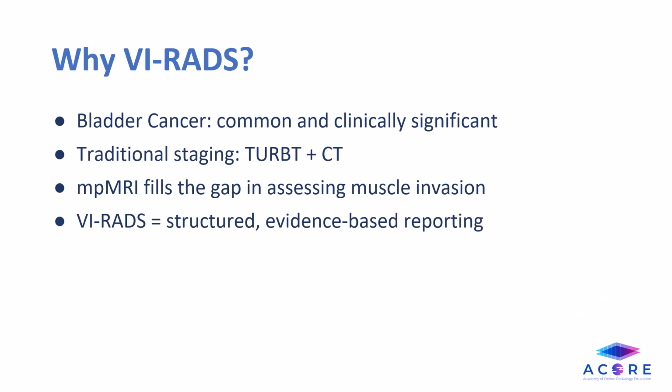Bladder cancer is among the most prevalent malignancies worldwide. Some posit that it is one of the top 10 most diagnosed cancers. Historically, staging has relied on transurethral resection of bladder tumor, or TURBT, and cross-sectional imaging like CT. Both of these approaches have limitations in assessing the tumor depth. However, multiparametric MRI improves staging accuracy because of its ability to assess the muscle invasion of the tumor. The VI-RADS system adds a structured approach to this MRI evaluation, similar to the PI-RADS for prostate or the LI-RADS for liver imaging.